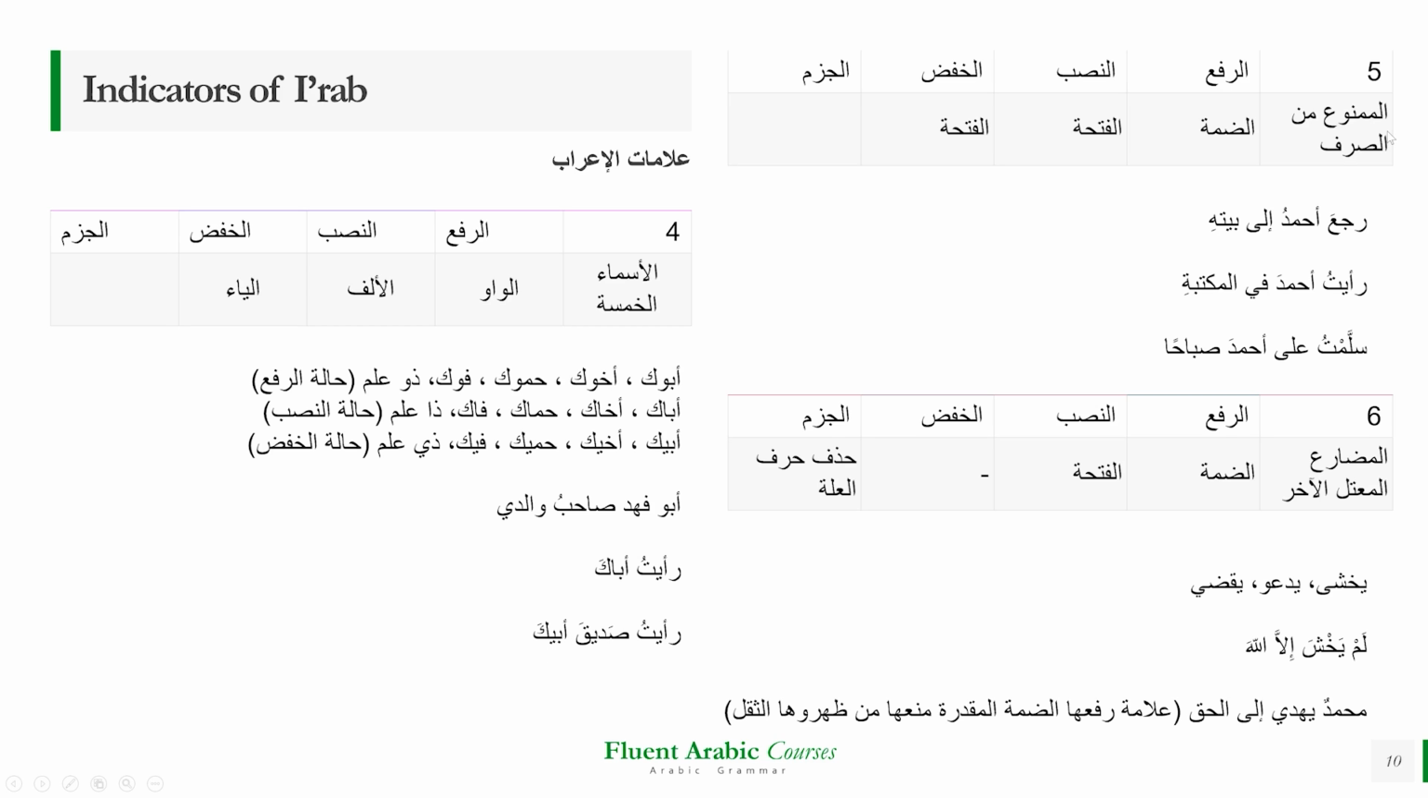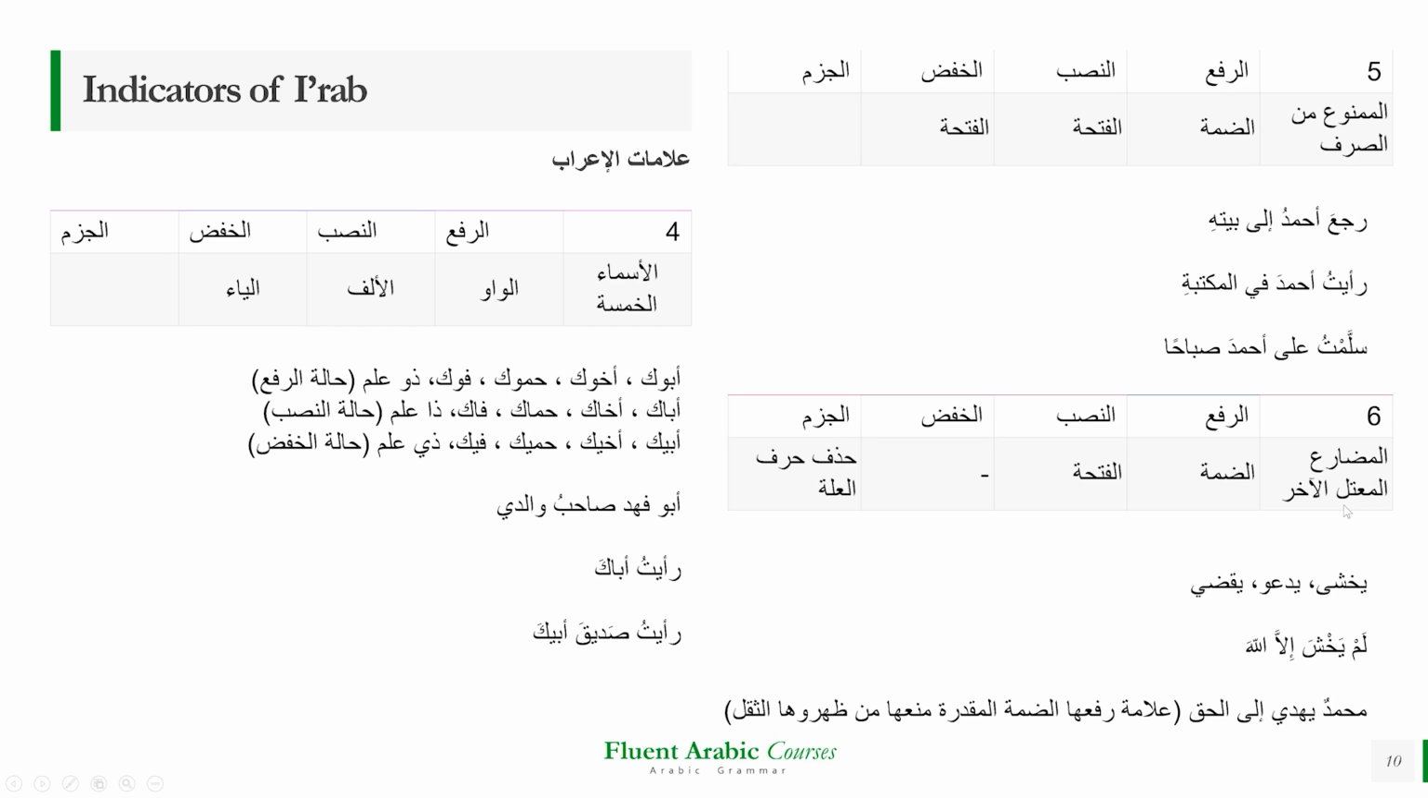Then we have mamnu min as-sarf. In mamnu min as-sarf, the state of rafa is indicated by the dhamma, the state of nasab by fatha, and the state of khafdh by the fatha. Mamnu min as-sarf, they don't take the kasra, and they don't take the tanween. Raja Ahmadu ila bayti. Ahmad is mamnu min as-sarf. And the nominal state, or the state of rafa, is indicated by the dhamma. Ra'aytu Ahmada fi al-maktaba, the state of nasab. Sallamtu ala Ahmada sabahan. So instead of kisra, the word Ahmad takes the fatha.